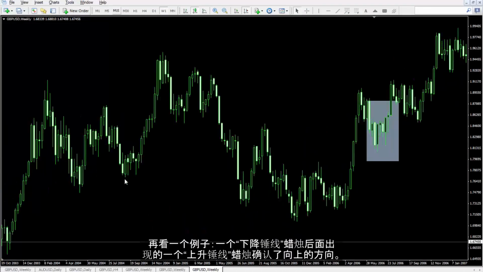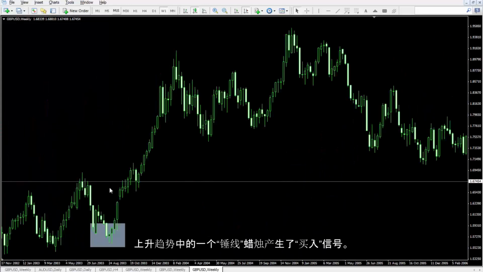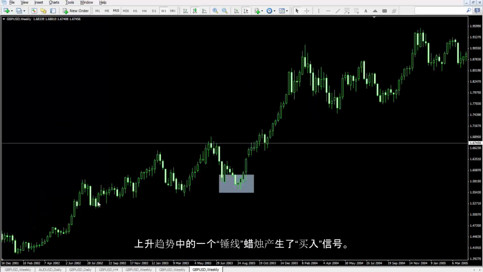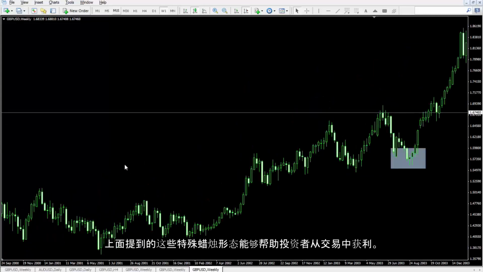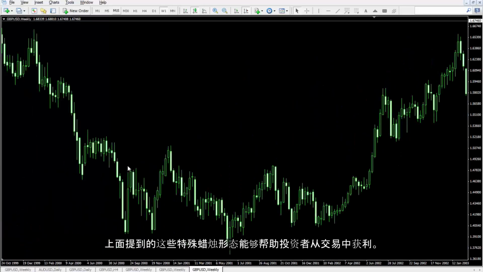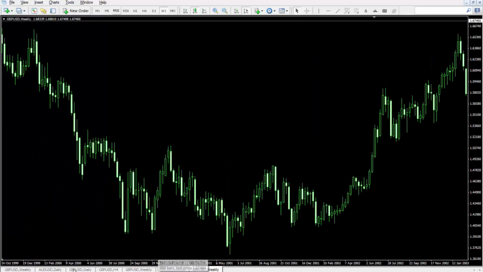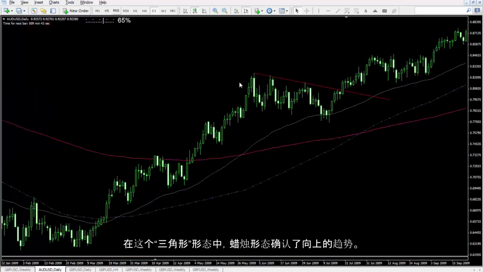Another example, a bearish hammer followed by a bullish hammer confirmed an upward direction. A hammer on an upward trend generated a buy signal. The mentioned special candles can assist a trader to derive profit from trades. In this triangle pattern, candles confirm the upward direction.